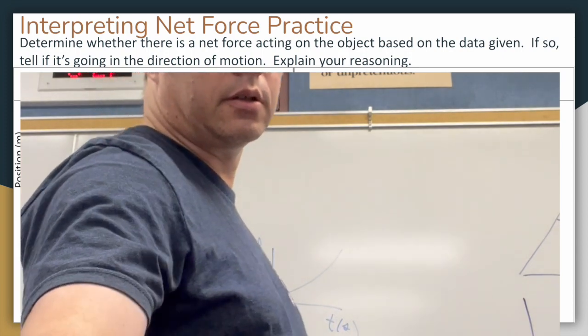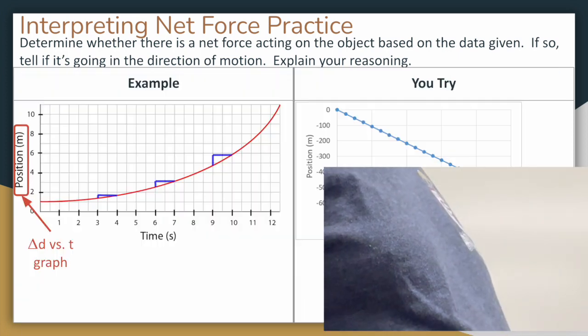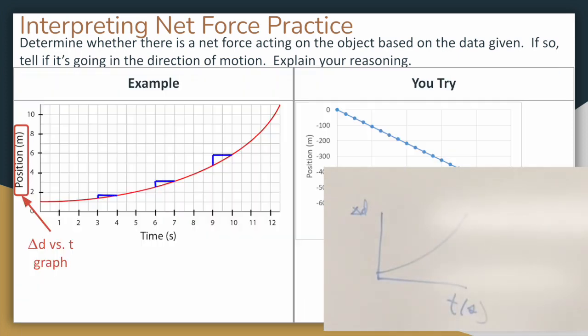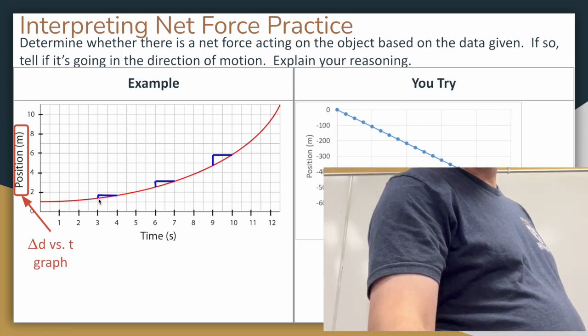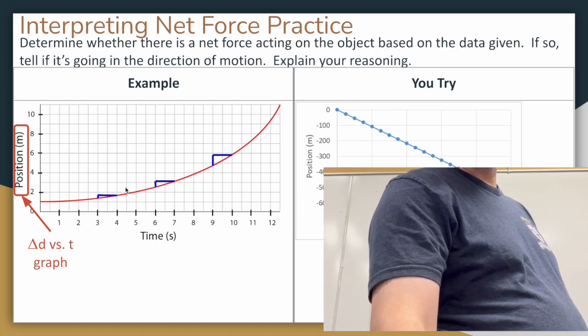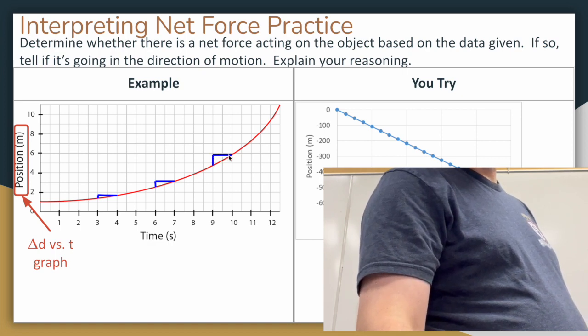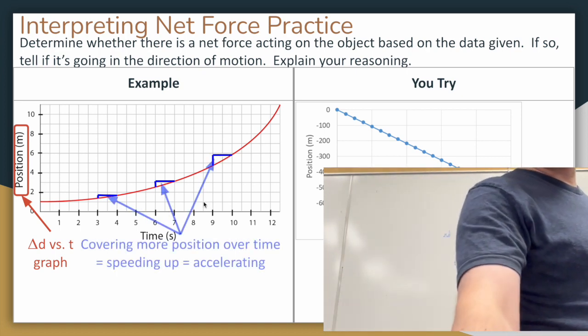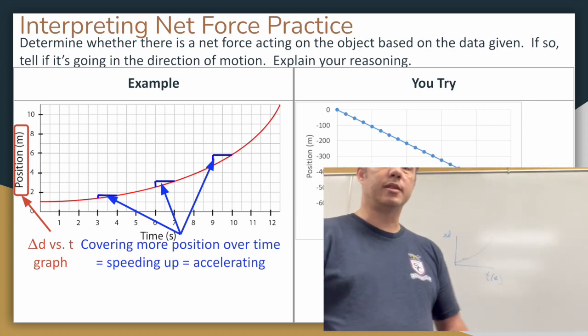Okay. So, it's a delta D versus T graph. If we look at the change, how much is it changing? In the first little bit, it's not changing very much. We got a smaller change here where we begin. See this change right here? It doesn't go up very much. But over here, there's a bigger change. And then over here, that's a lot bigger change. So the change is increasing or speeding up, which means it's accelerating.